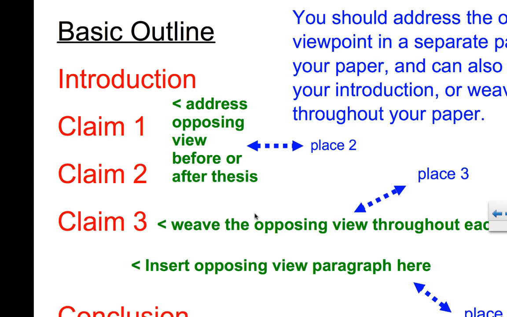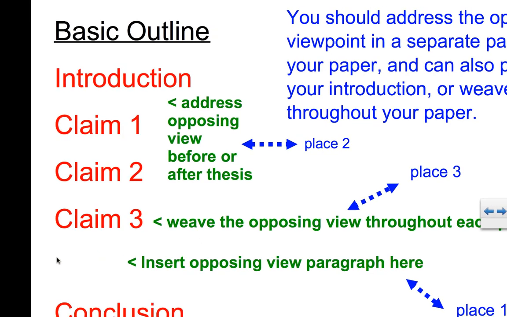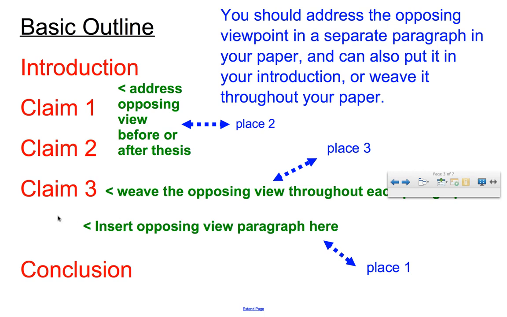Once you get really good at countering both sides, a really strong thing to do is to weave the opposing viewpoint throughout each of your arguments. That is a very hard skill, and as you advance in this type of writing, we can help you learn how to do that. But the easiest, clearest way to make sure you address the other side is to just insert a paragraph somewhere within your paper that addresses the other side.